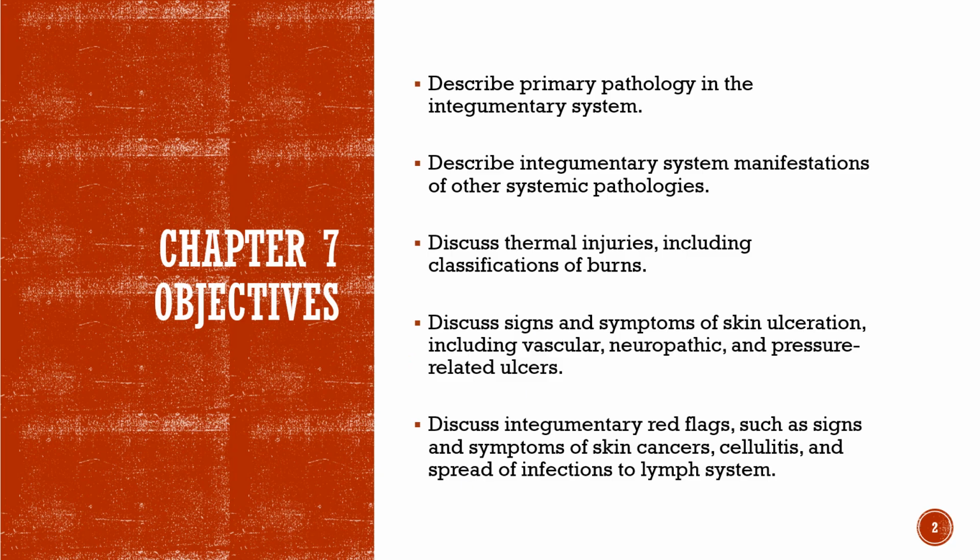Our objectives for today are to describe the primary pathology in the integumentary system, describe integumentary system manifestations and other systemic pathologies, discuss thermal injuries including classification of burns, discuss signs and symptoms of skin ulceration including vascular, neuropathic, and pressure-related ulcers, and discuss integumentary red flags such as signs and symptoms of cancers, cellulitis, and spread of infection to the lymph system.